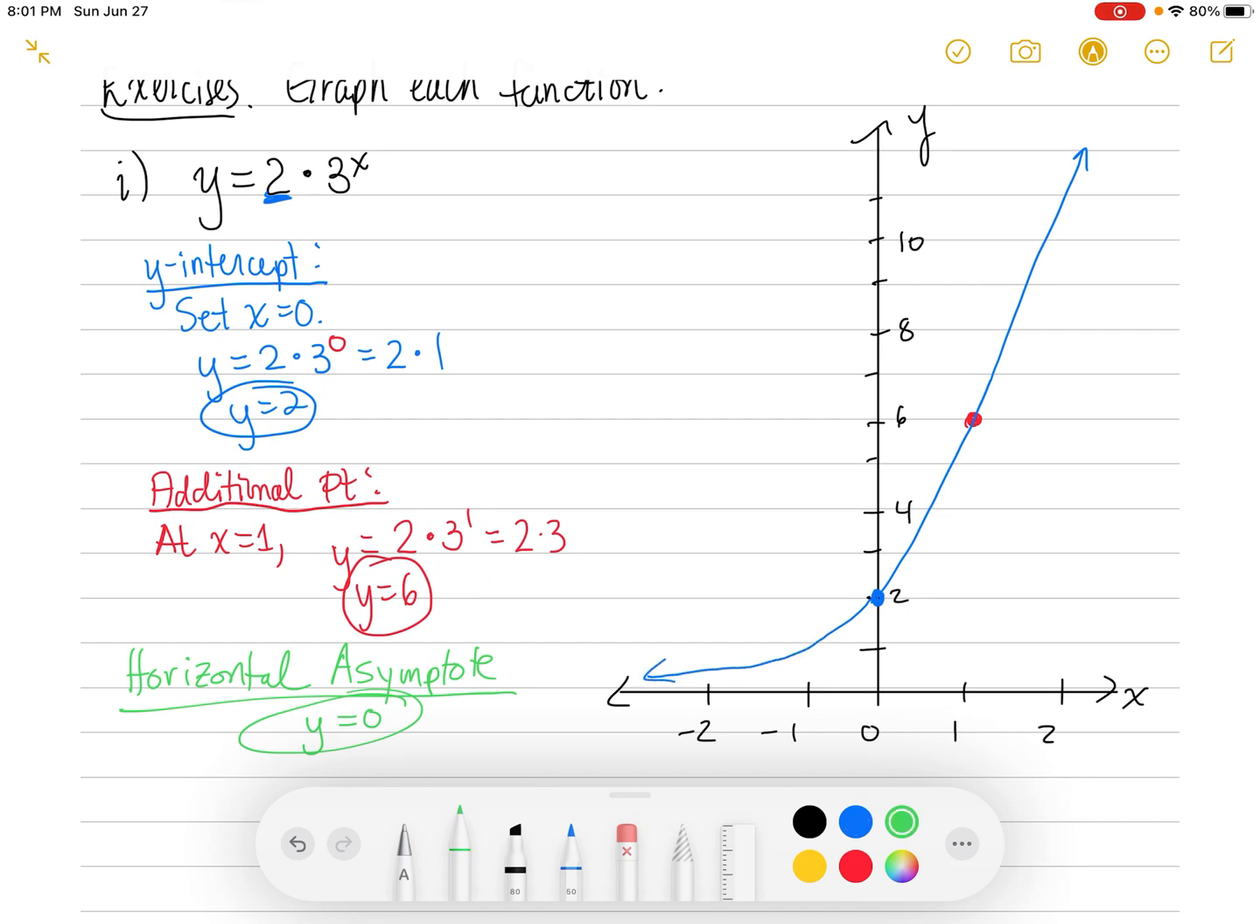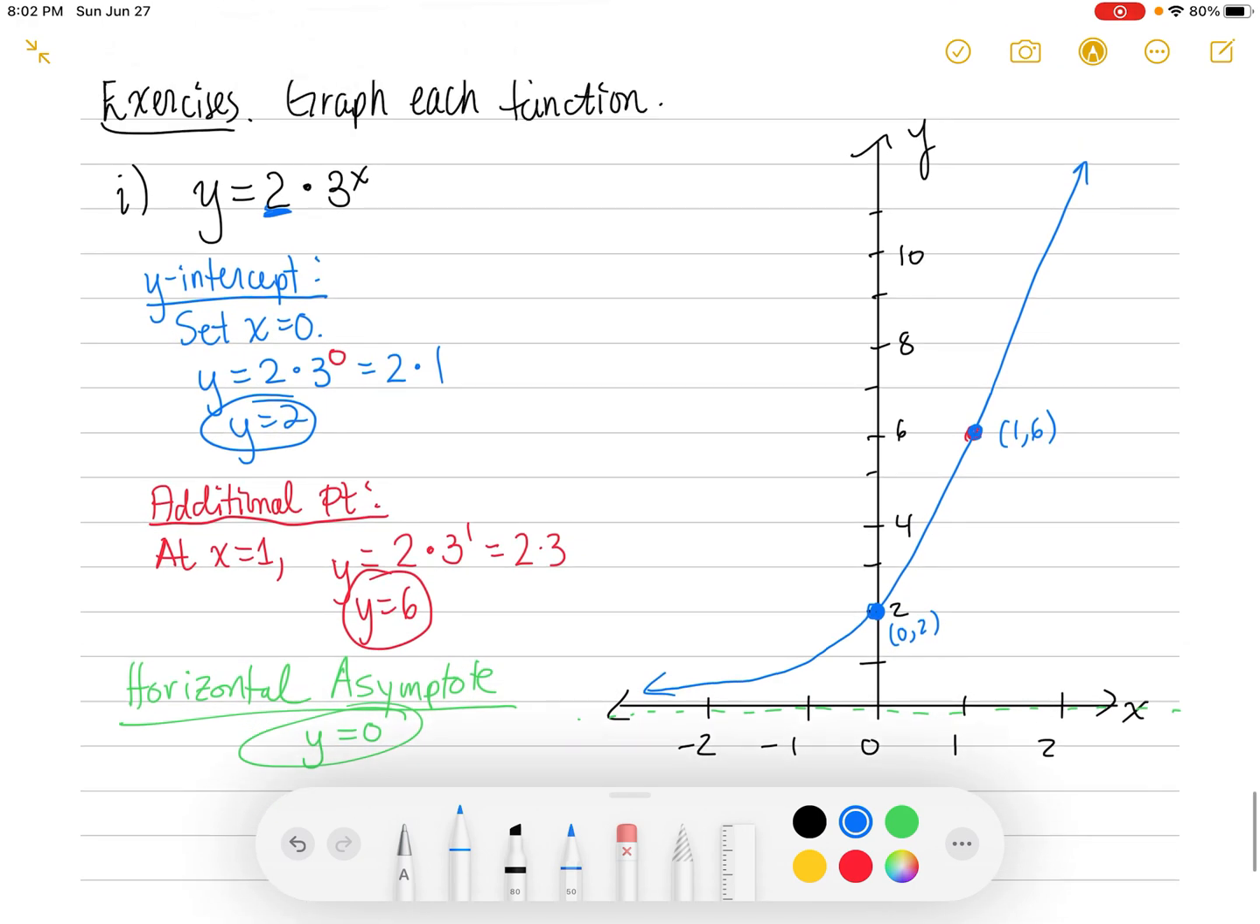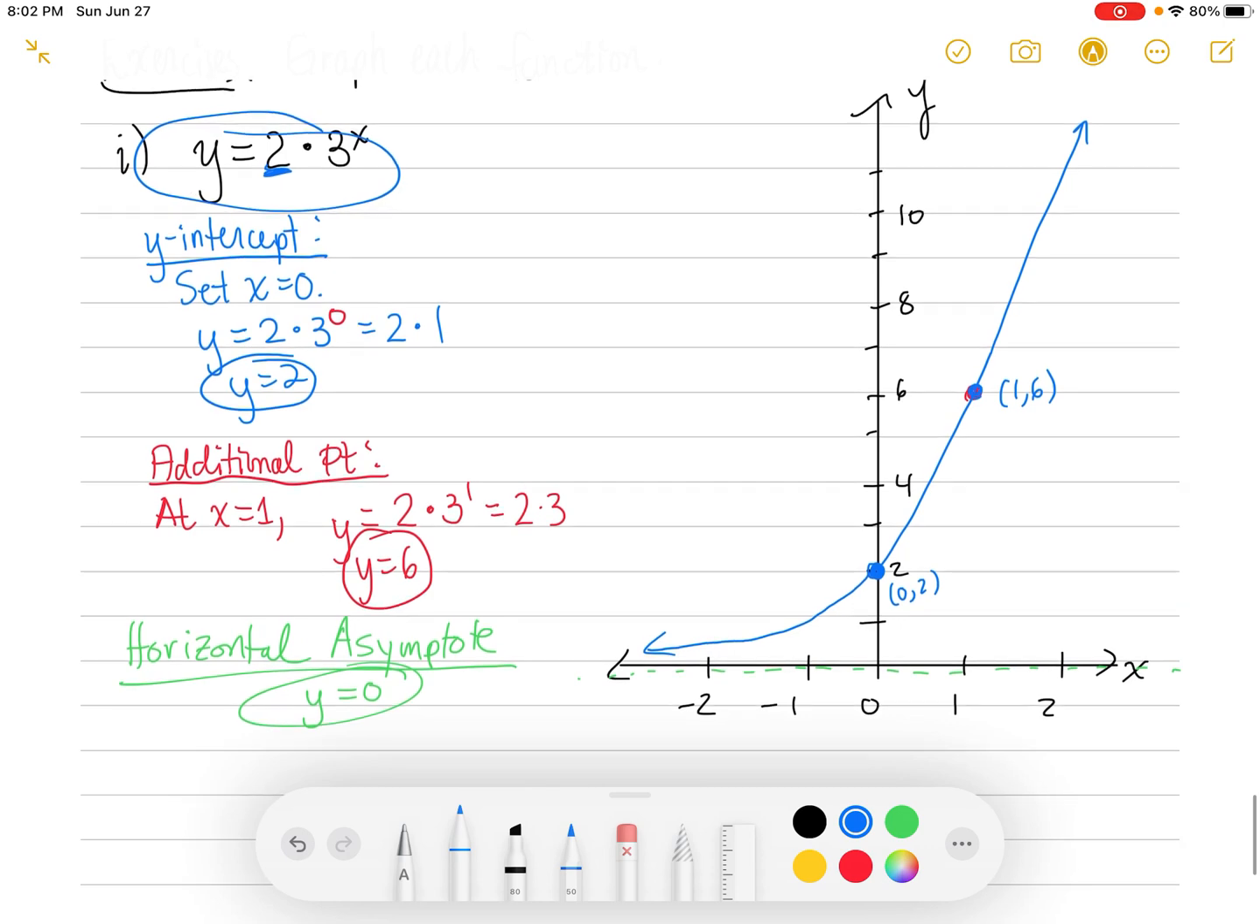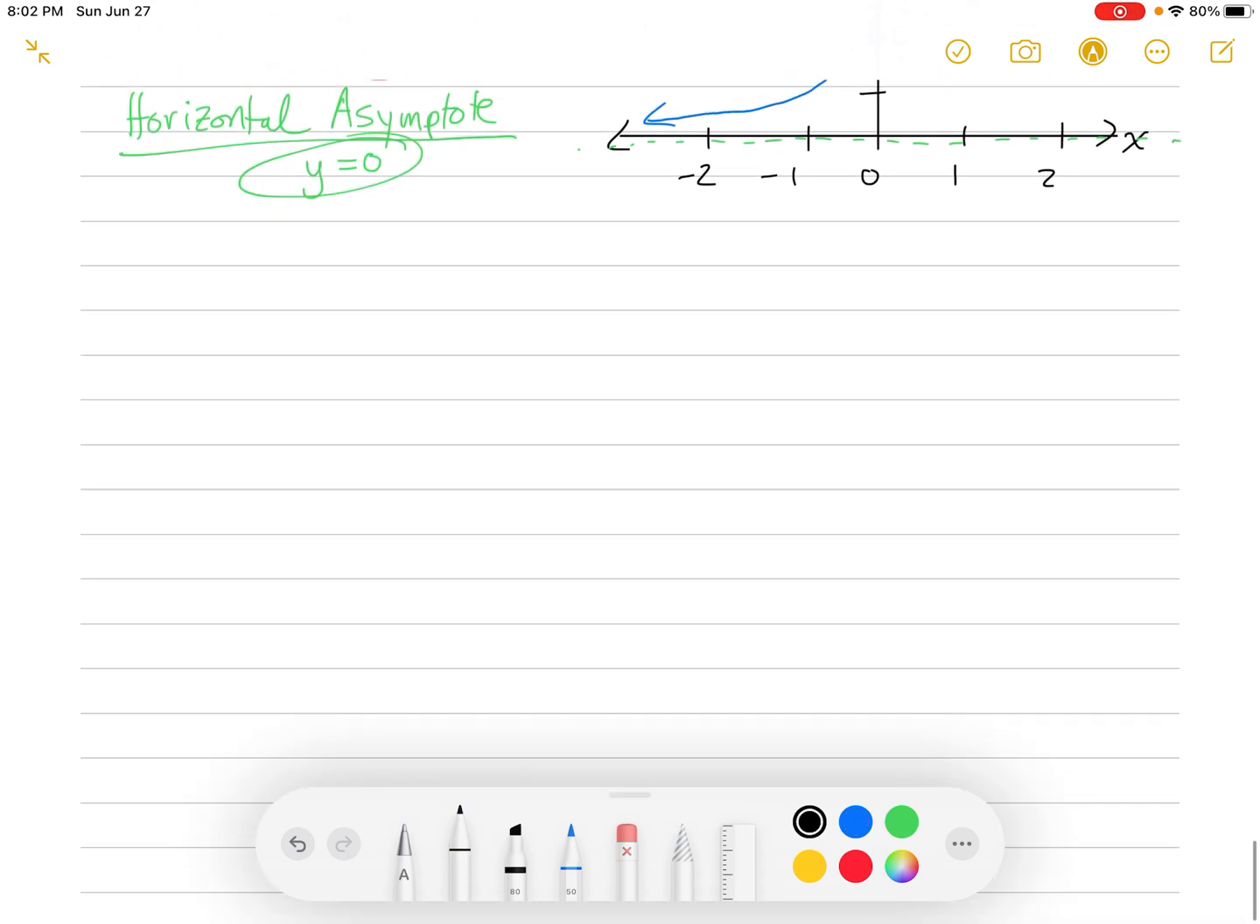So your graph is going to connect those points, and to the right, it's going to increase. The y is going to go off to infinity, and as you go to the left, it's going to go towards this horizontal asymptote, which is going to be at y equals 0. Let me put in my horizontal asymptote at y equals 0 right there. Make a green dotted line. So let me actually label my points. I got 0, 2, and here I have 1, 6. That's good enough.